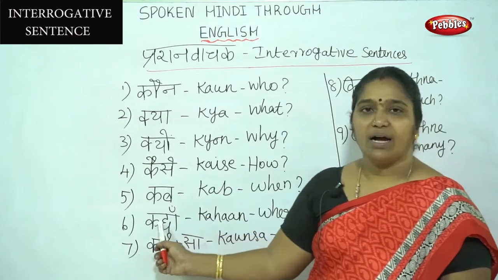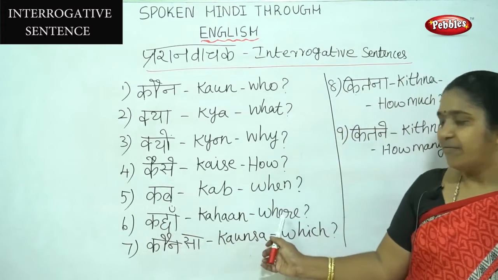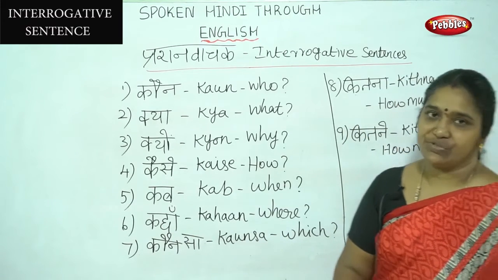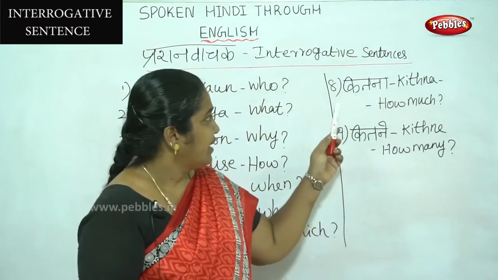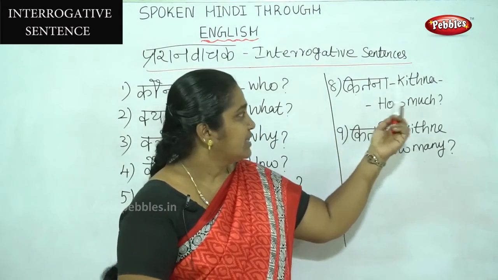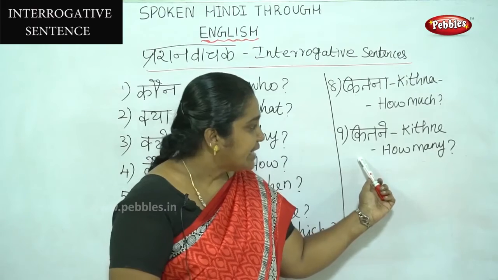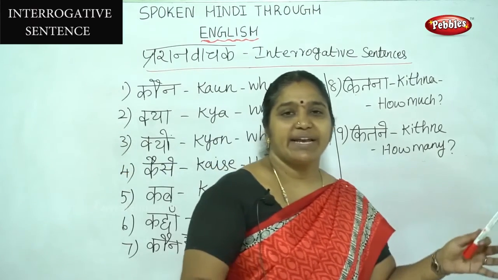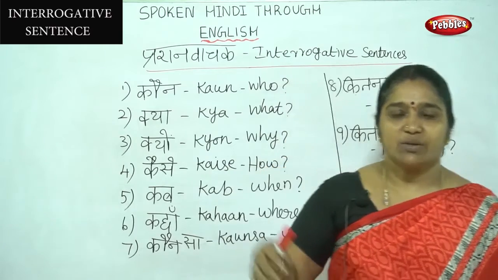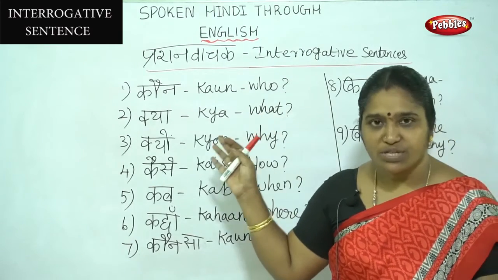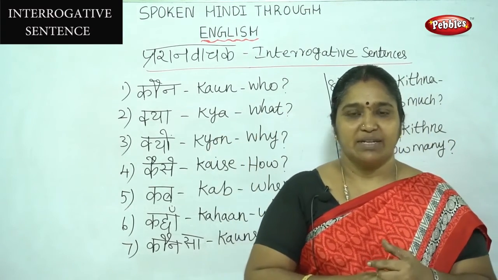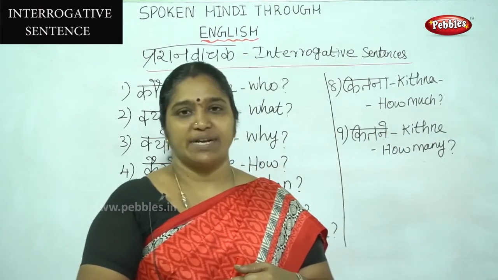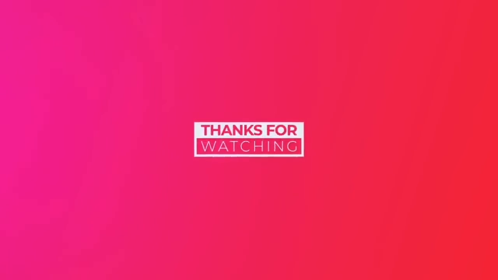Then kahan, where. Then kaunsa means which. Then the eighth one, kitna, how much. Kitne, how many. While remembering this, we can ask other people the question words. Use the question words in a simple manner. Then you can take a note on this. Understand?